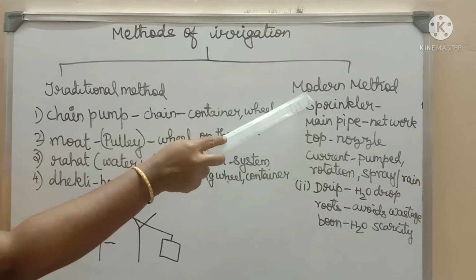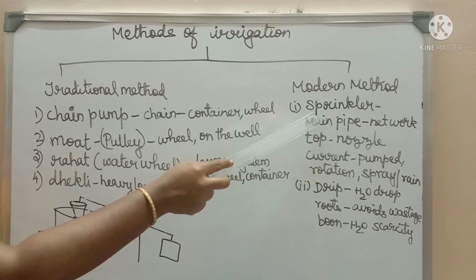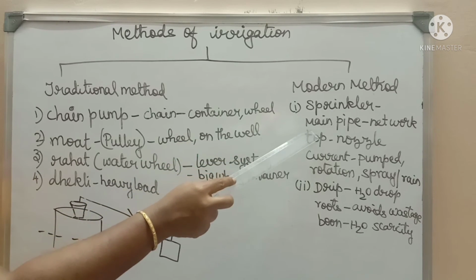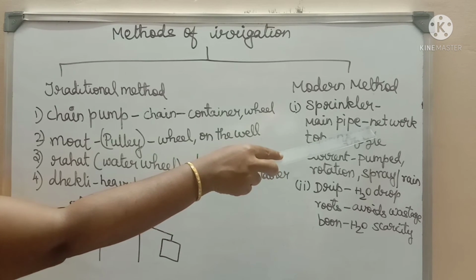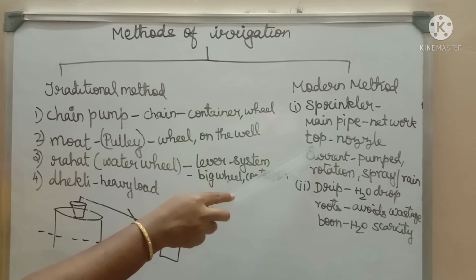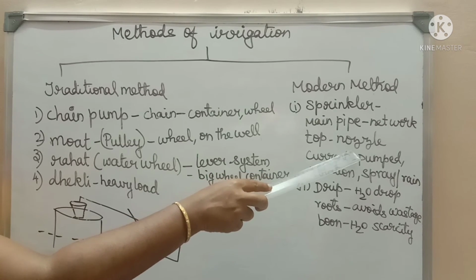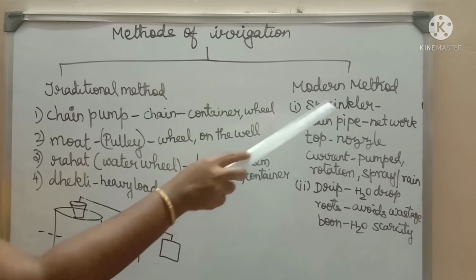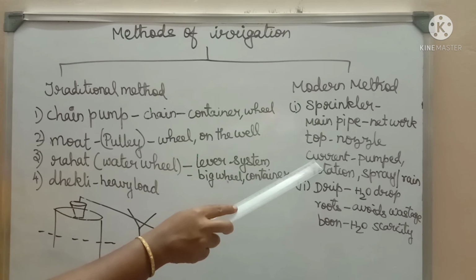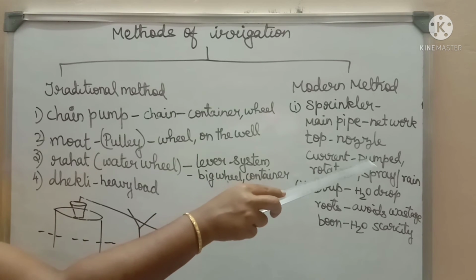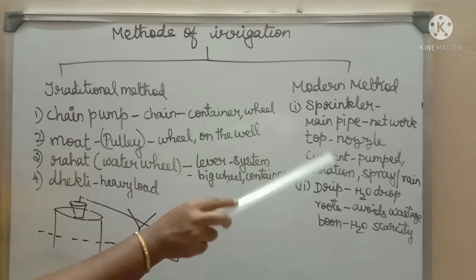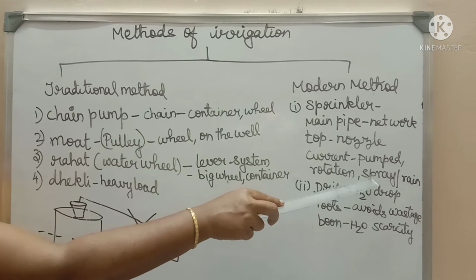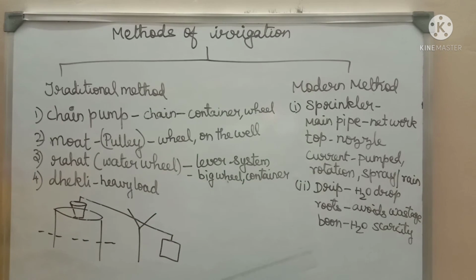The next is the modern method. The first is the sprinkler method, which consists of a main pipe over which a network of pipes is connected. On top of the network of pipes is the nozzle. When the current is supplied, or when the water is allowed to pass through the pipe, it is forcefully pumped out as the nozzle rotates. So, the water is sprayed on the field like rain.